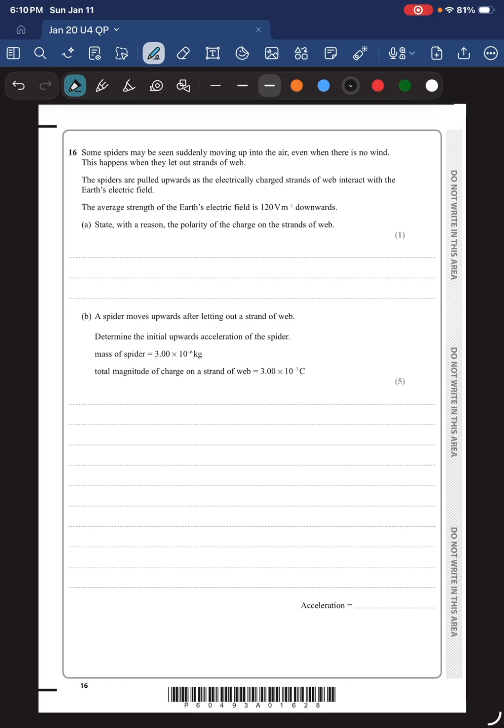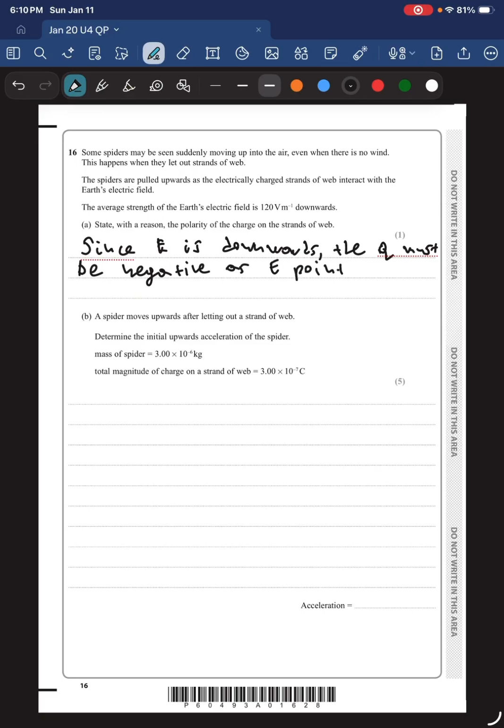So since E is downwards, then Q must be negative, as E points in the direction a positive charge will move.